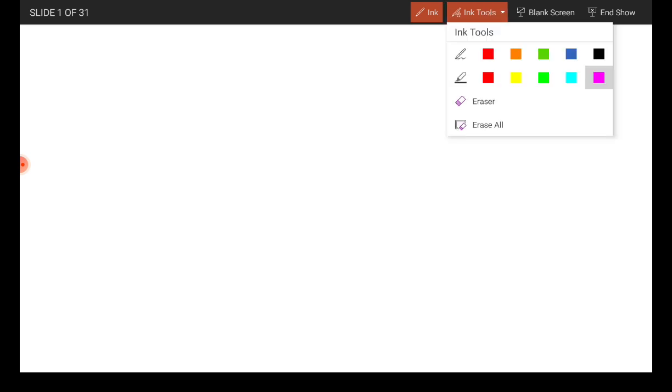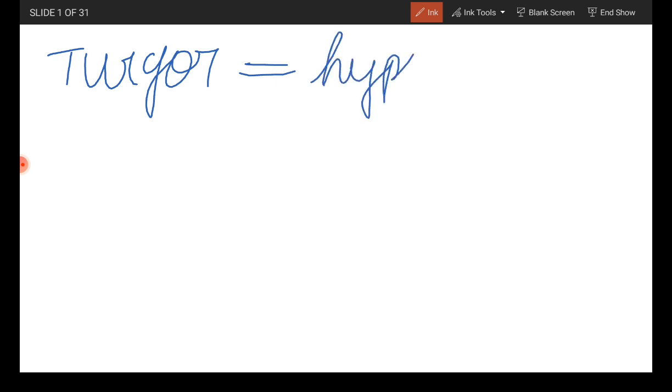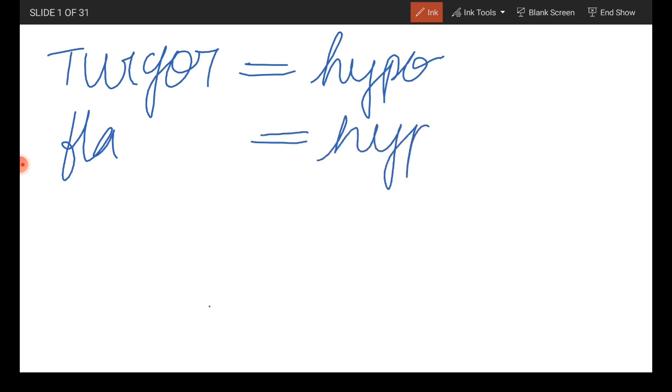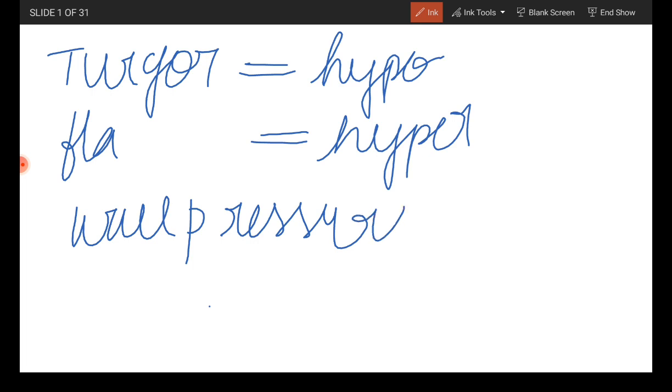Let's see a few other terminologies. So we have seen what turgor pressure is. Turgor pressure is associated with when a plant cell is placed in a hypotonic solution. Flaccid is associated with hypertonic solution. Okay, we have seen that. What is wall pressure? We have not seen it. Wall pressure is a new terminology for us now. What is wall pressure?